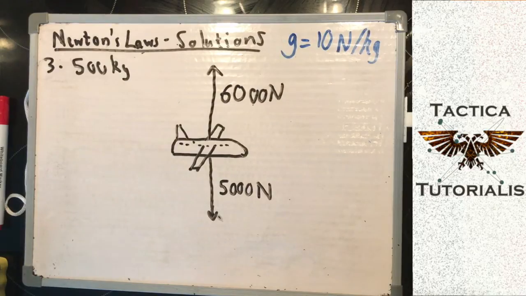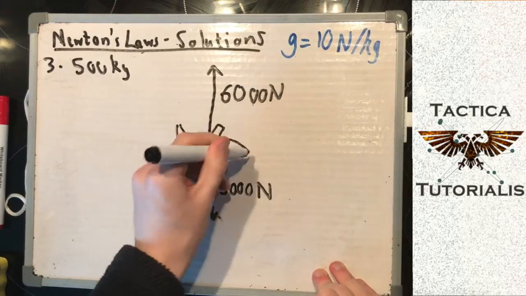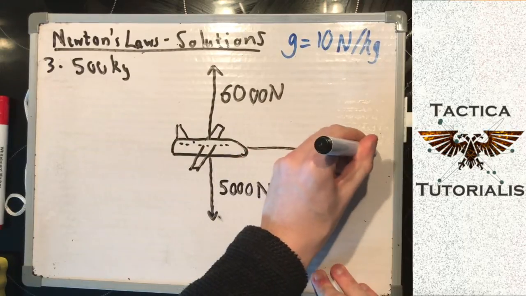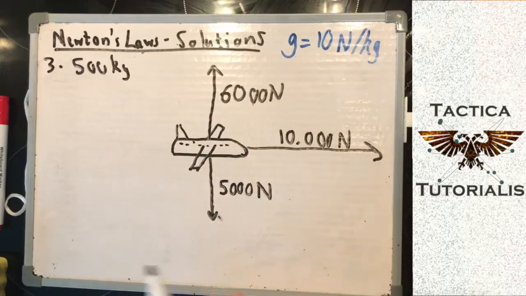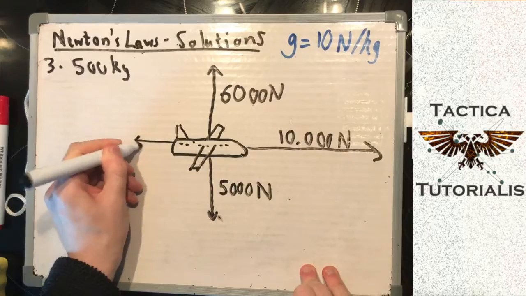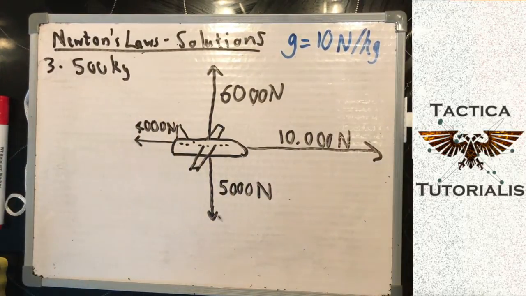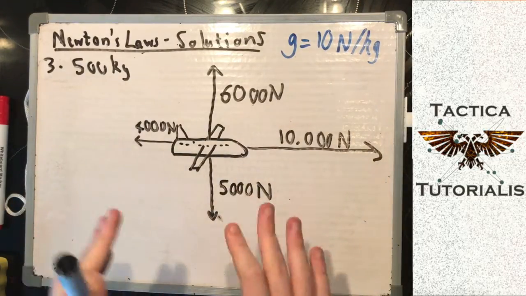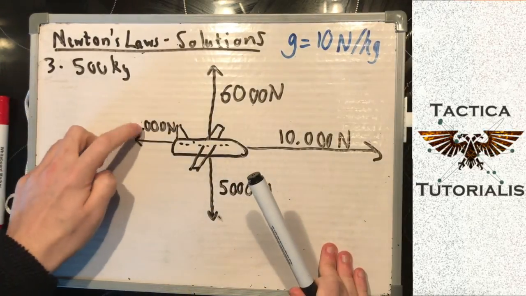We're then told that there is an engine thrust force of 10,000 newtons to the right. Now, I can't fit two of this in, but I'm going to make it huge. 10,000 newtons to the right. And an air resistance of 4,000 newtons to the left. That is what we are told by the question. Now, this one, you have to resolve it vertically and horizontally separately, as we did in the previous question.